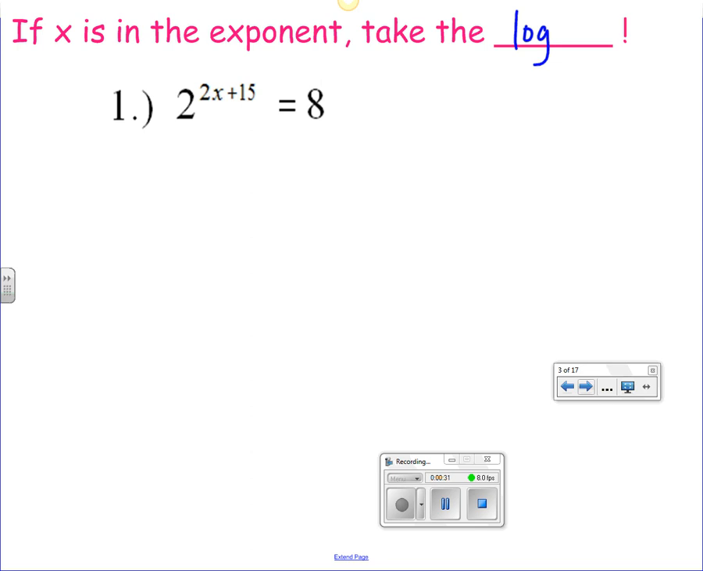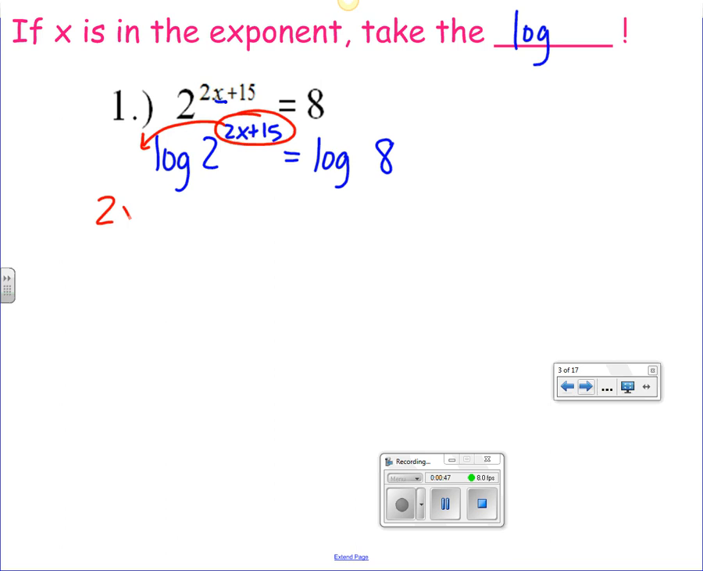So on this first one, x is in the exponent, so you're going to log both sides. Anytime you do something to one side of math, you need to do it to the other. The reason that is helpful is because with logs, the power can be put in front, and we talked about that yesterday. So (2x + 15) log 2 equals log 8.